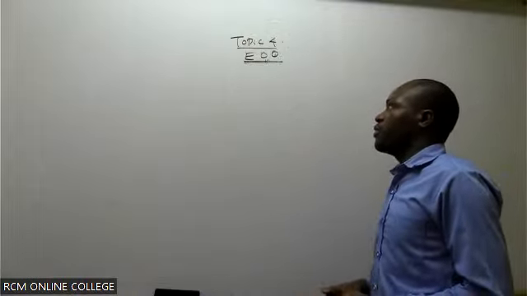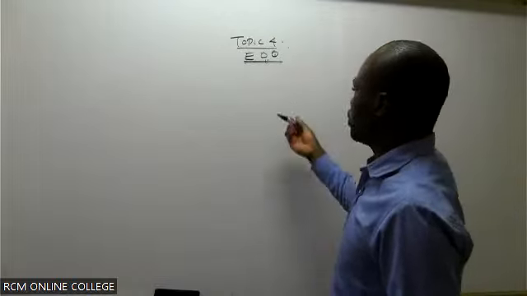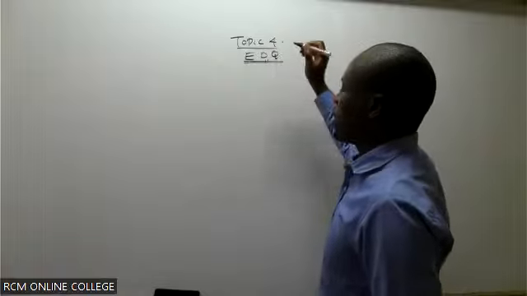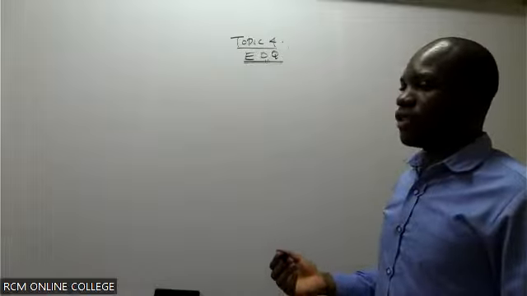When you talk about economic order quantity, this is the quantity at which the company is trying to minimize the total cost incurred to take care of these goods.